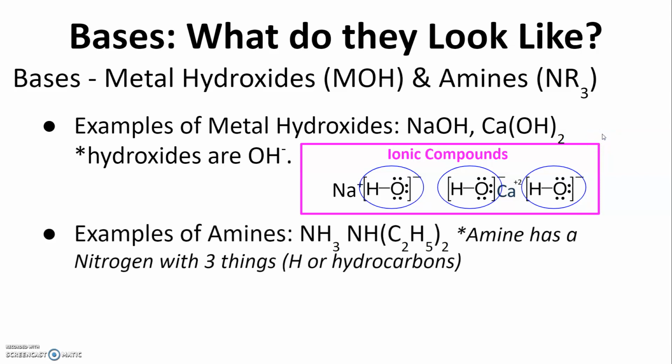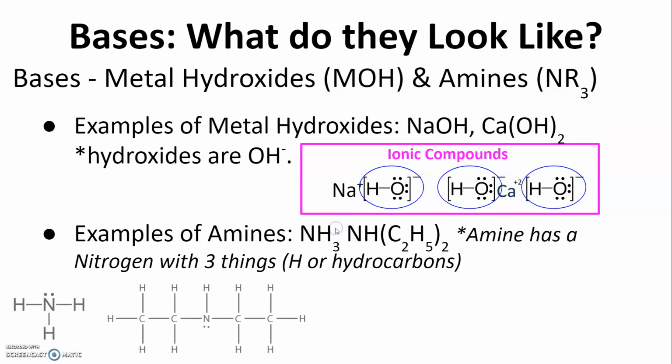But what about amines? Amines, first of all, are compounds made with nitrogen that has three things, and those three things can be either hydrogens or hydrocarbons directly attached to the nitrogen. So here we have a nitrogen and we have three things attached to it. And you can see that in these structures as well. So nitrogens are here and there are three different things attached to it.